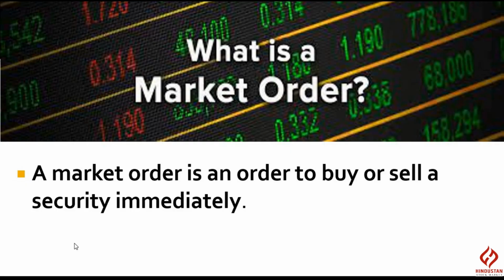On the other hand, market order. Market order is an order to buy or sell a security immediately. That is, when you want to buy or sell a share at the current market price, then you need to place a market order. So again, we can go back to the example of Tata Motors. Let's say its current price is rupees 180, and you want to buy the shares of Tata Motors at the same price, then you can place a market order. And the best part of market order is that it is executed immediately, that is, instantaneously.